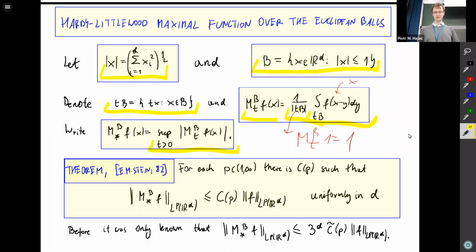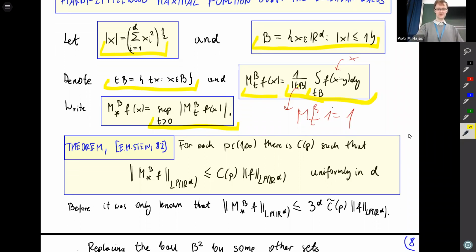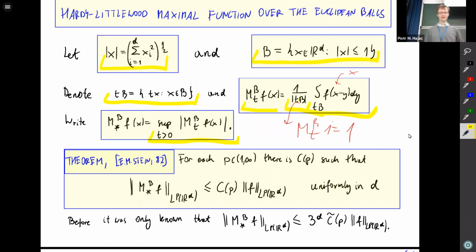So it turns out that if you take the Hardy-Littlewood maximal function over the Euclidean balls, then it has dimension-free estimates on all L^p, I haven't written what p is, but p is between 1 and infinity, with a constant that just depends on p. So the family of Hardy-Littlewood maximal functions over Euclidean balls has dimension-free estimates on all L^p. But this is very specific to the set B.